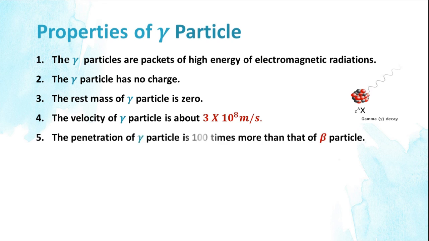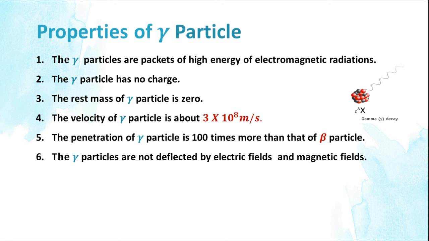The next property is that the penetration of gamma particle is 100 times more than the beta particle. Alpha has very little, beta has a little more than alpha, but gamma is far more compared to alpha and beta. It has the highest penetrating power among alpha, beta and gamma. Are you clear?